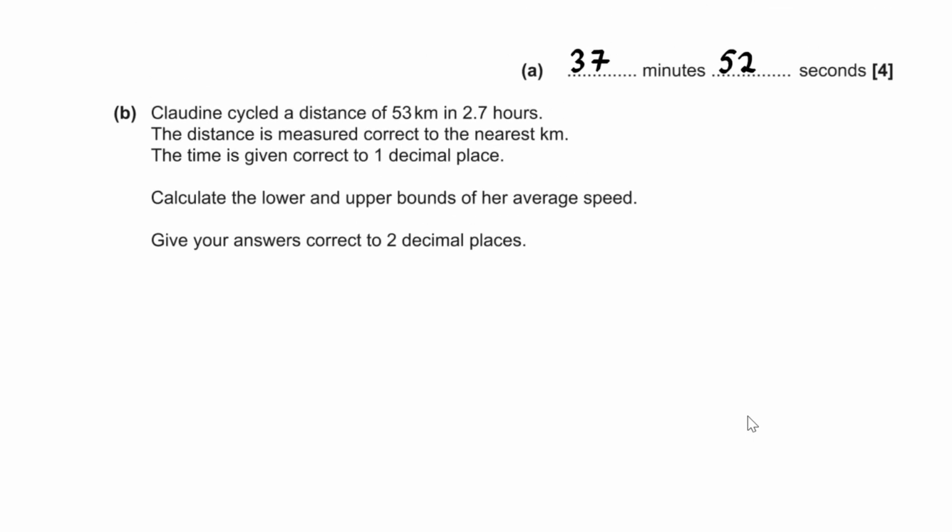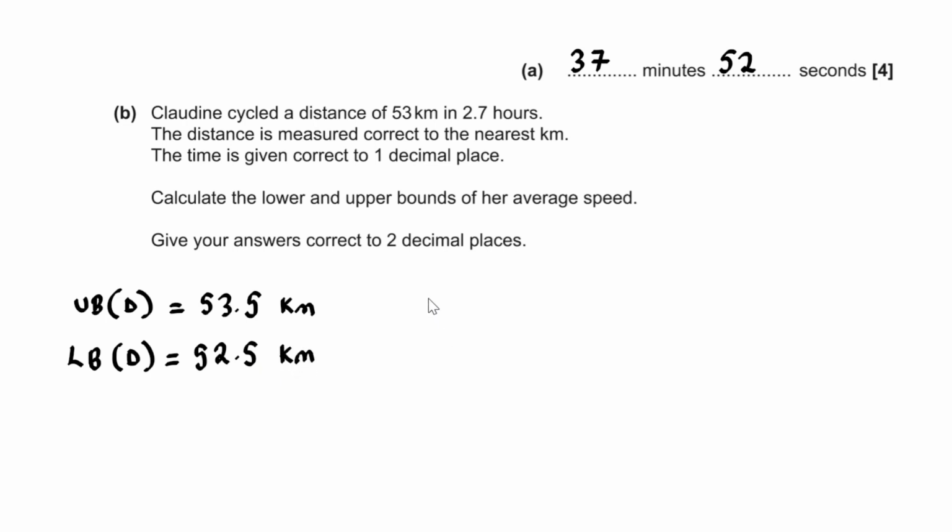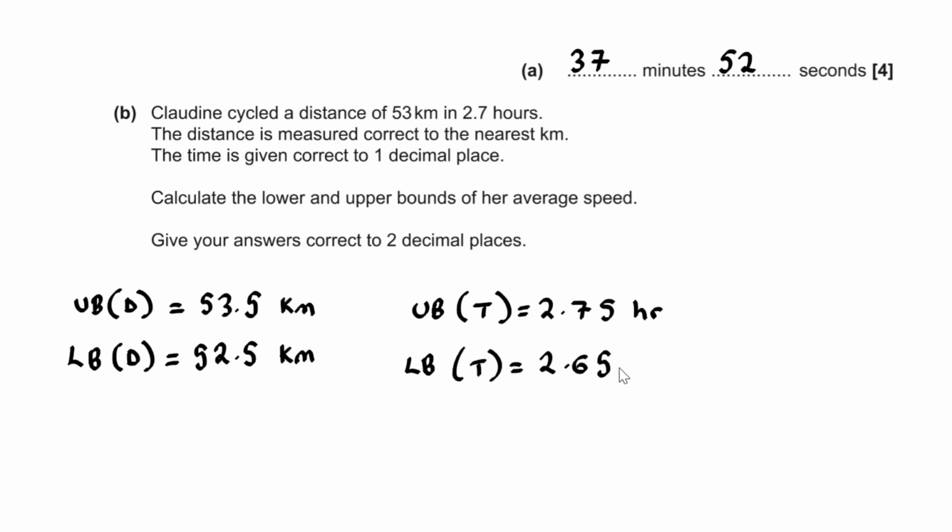Okay, so what we will do first of all is find out the upper bound of the distance. The upper bound is equal to 53.5 kilometers, and the lower bound of the distance, that's equal to 52.5 kilometers. The upper bound of the time, that's equal to 2.75 hours, and the lower bound of the time, that's equal to 2.65 hours.